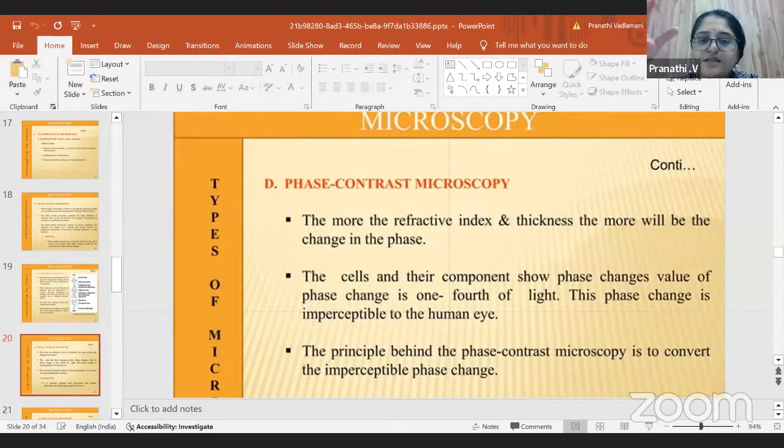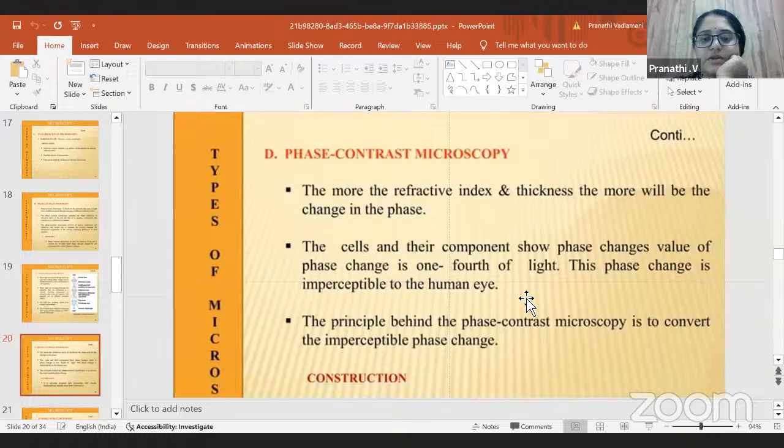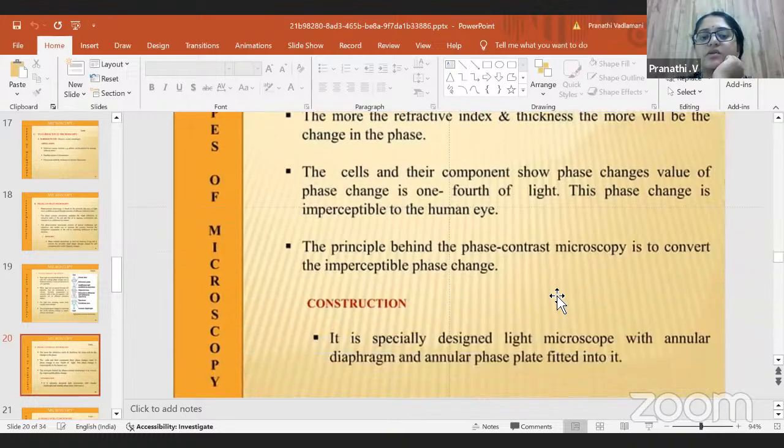Because of this, the cells and components with a difference in the phase change value, which is almost like 1/4 of the light that is being seen, this phase change is usually not seen by the human eye. So you need one more lens to convert it so that we are able to make out the difference. That is the principle behind the phase contrast microscope.